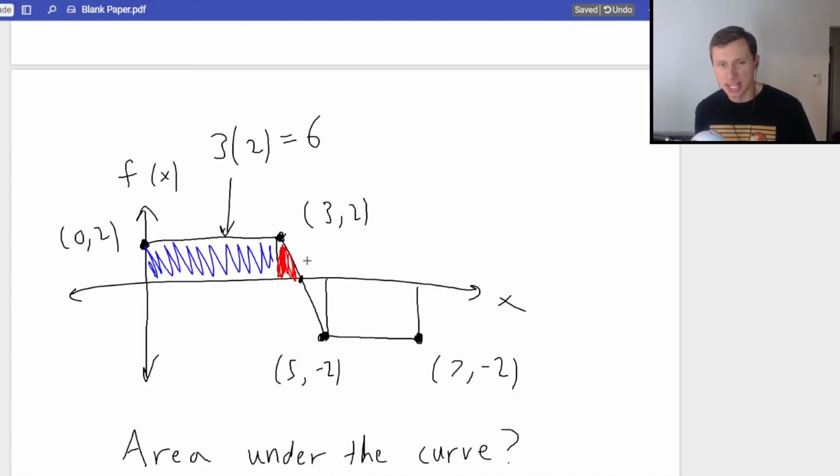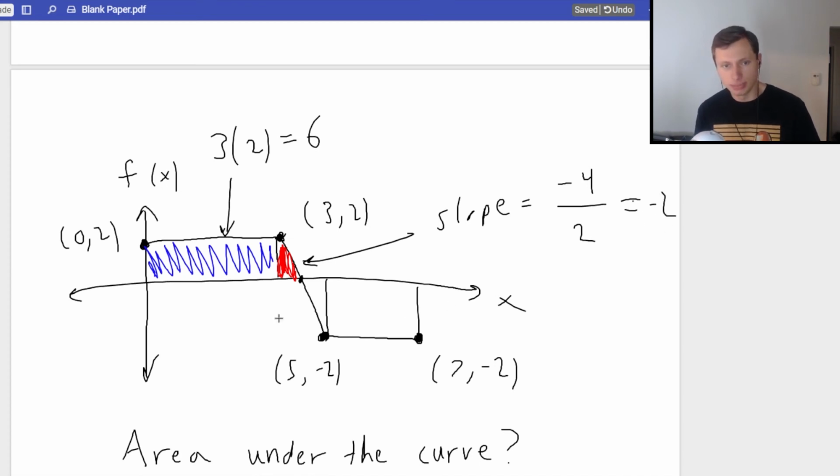is the slope of this line. We need to figure out the slope of that line. The slope is equal to the rise over the run, right? I see that I'm going down 4, 1, 2, 3, 4 to get from positive 2 to negative 2. So the rise is negative 4. The run, I'm going from x equals 3 to x equals 5, so the run is 2. In other words, my slope is negative 2.